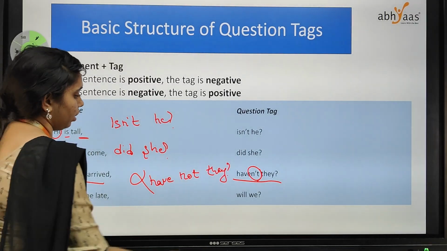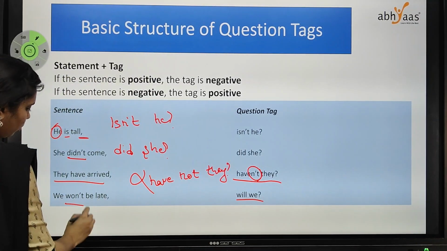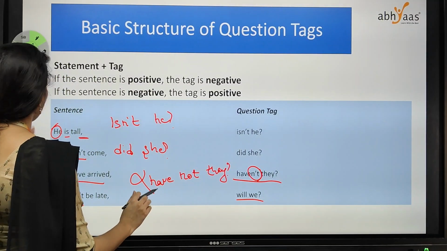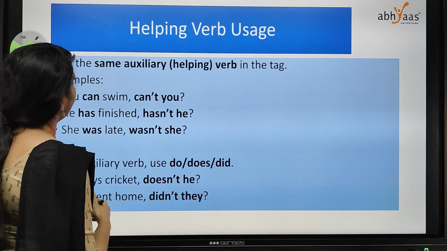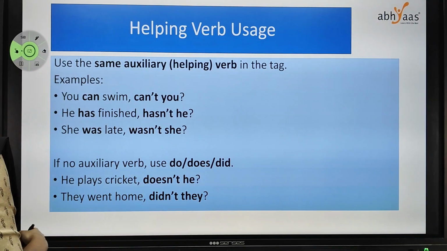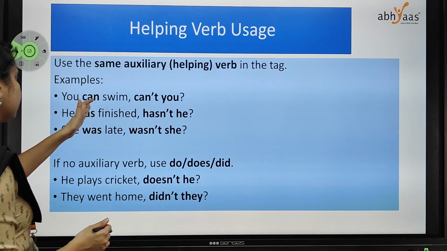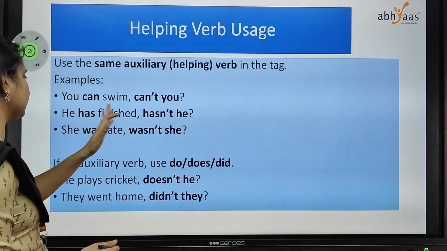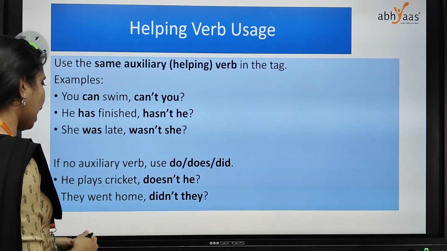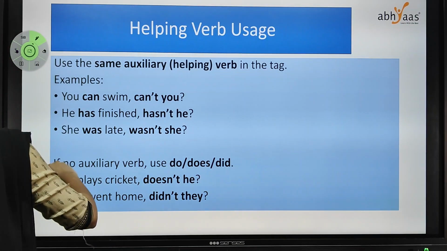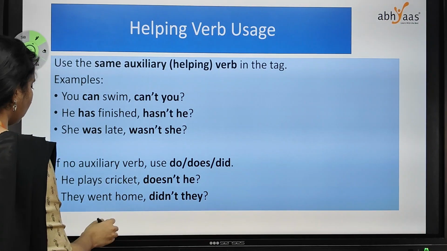We won't be late, will we? What is the positive form of won't? Will. Use the same auxiliary verb. You will be using the same auxiliary verb which is present: can, can't, has, hasn't, was, and wasn't. And suppose, for example, not in every sentence would you find these auxiliary verbs.